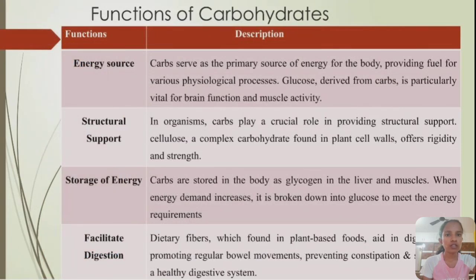Functions of carbohydrates. Energy source: carbohydrates serve as the primary source of energy for the body, providing fuel for various physiological processes. Glucose derived from carbohydrates is particularly vital for brain function and muscle activity. Structural support: in organisms, carbohydrates play a crucial role in providing structural support. Cellulose, a complex carbohydrate found in plant cell walls, offers rigidity and strength.